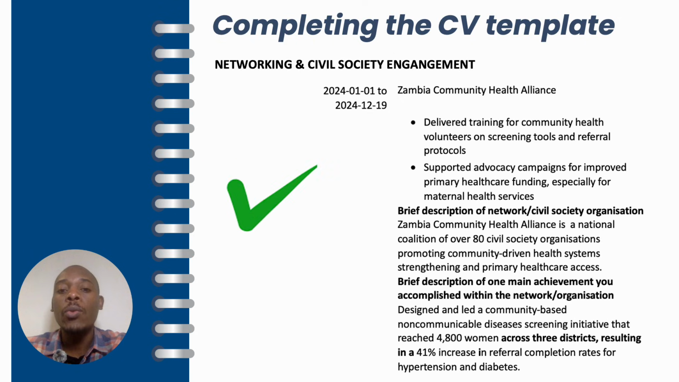Okay, when it comes to your networking and civil engagement, again, the same thing. You need to be very comprehensive in writing. Do not just write one sentence, and that is the reason why at the beginning of this section I mentioned that you need to have done a bit of brainstorming so that you are able to select the best examples that you are going to use in your CV.